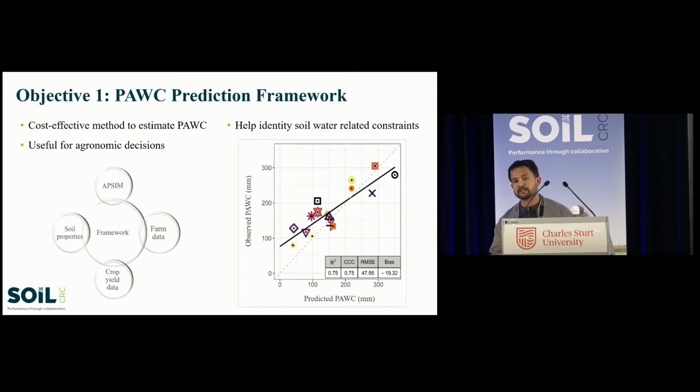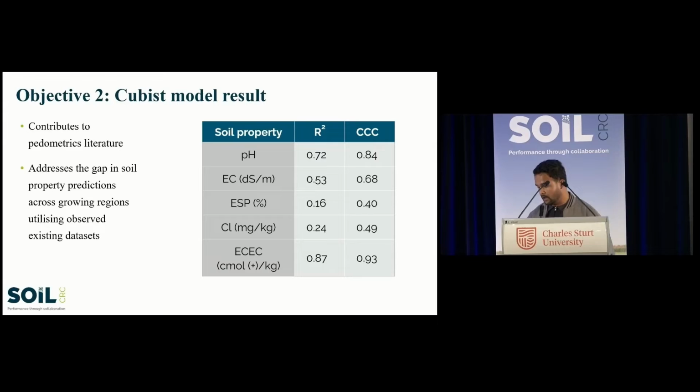The implication of this is it helps us to identify different types of soil water-related constraints, and it also helps us to make agronomic decisions like the irrigation and sowing time.